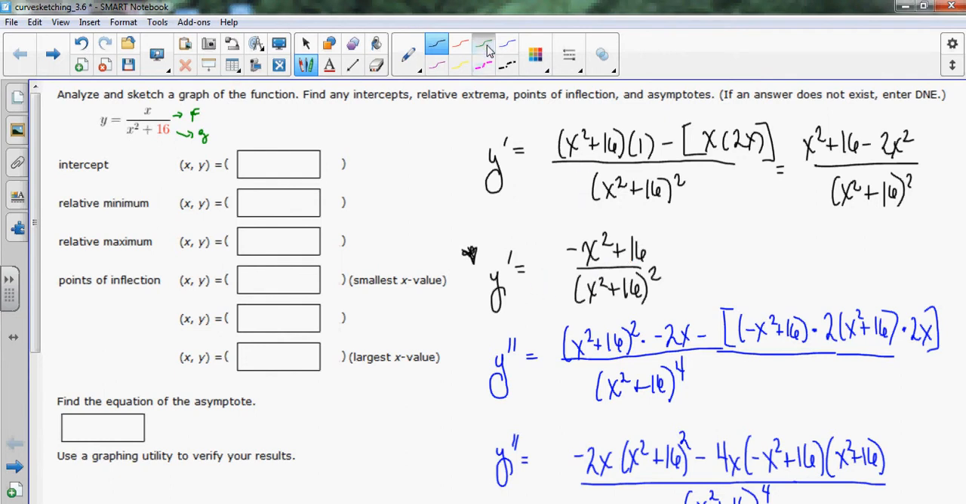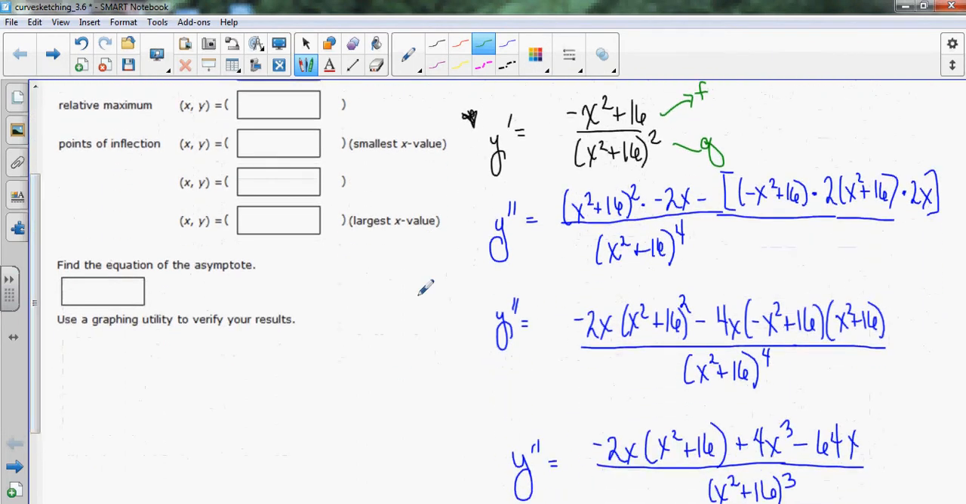Now I need to find my second derivative. I'll again let this be f and this guy be g. So g squared will now be x squared plus 16 to the fourth because I'll square the square. g times f prime, so a negative 2x, minus f times g prime, so drop the 2 for 2 times the quantity x squared plus 16, and then we've got to use chain rule, so derivative of the inside, which is going to be a 2x. Clean this mess up. I took my 2 and my negative from out here and made it into a negative 4x.